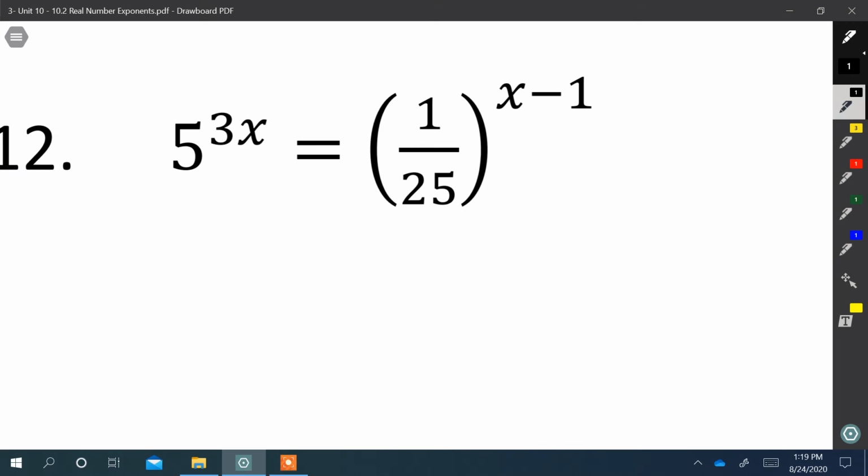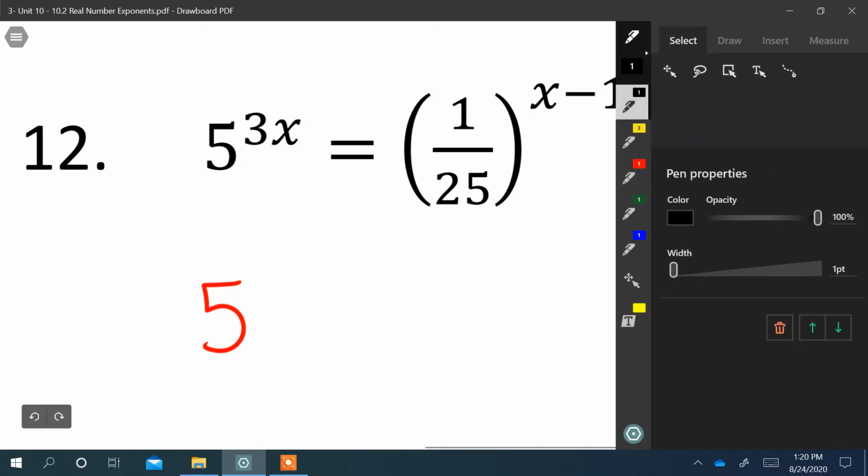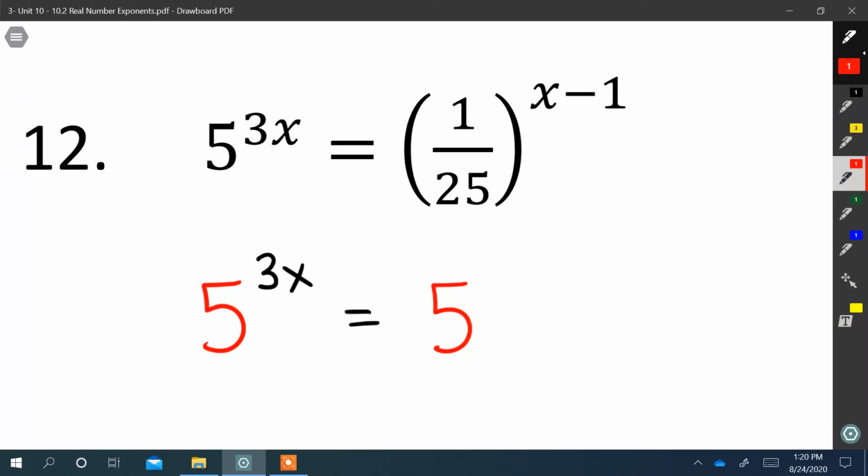Then I'm going to show you how to do it. Well, first of all, realize what the base is going to be. I have a 5 and I see a 25. So the base in this one must be 5. So we're going to have the same base. So it's going to be 5. And then we have that 3x right there is equal to, and then we want to have a 5 as well in here. Why? Because you want to have the same base.